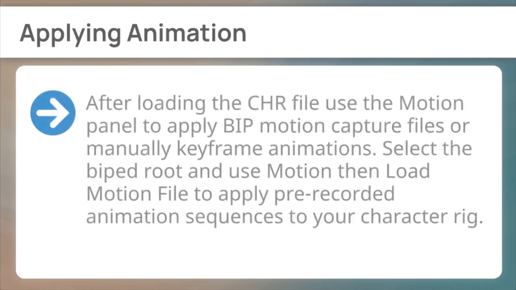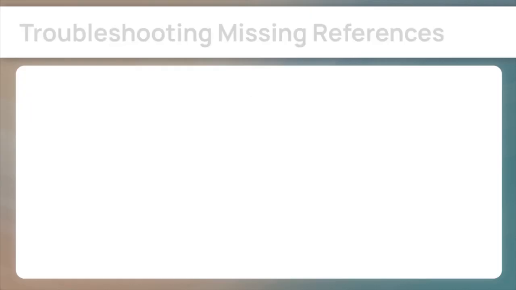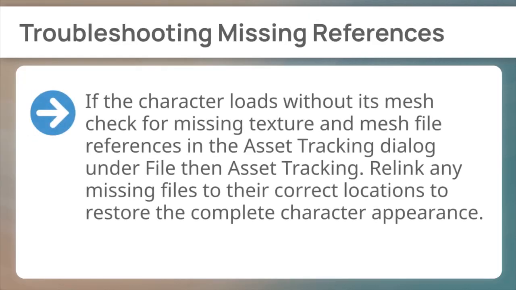Next, applying animation. After loading the CHR file, use the Motion panel to apply biped motion capture files or manually keyframe animations. Select the biped route and use Motion, then Load Motion File to apply pre-recorded animation sequences to your character rig. Finally, troubleshooting missing references.